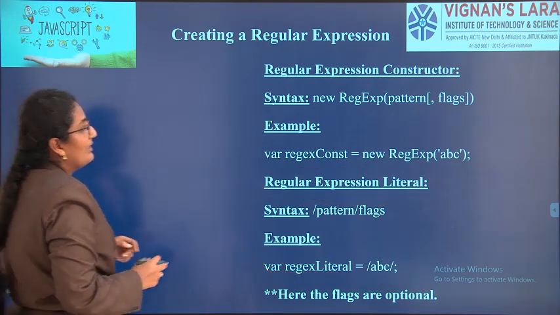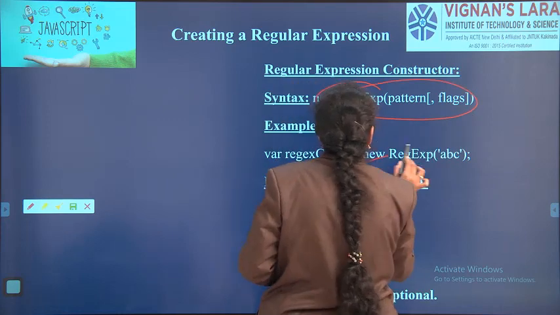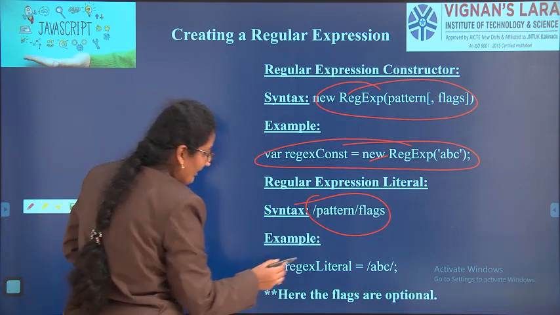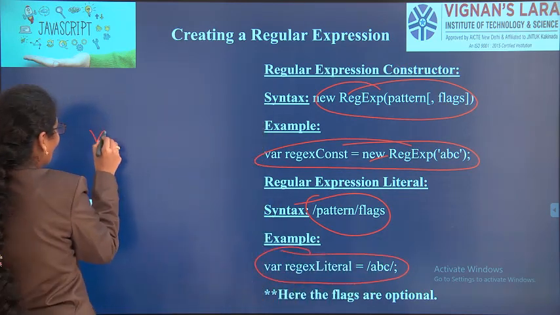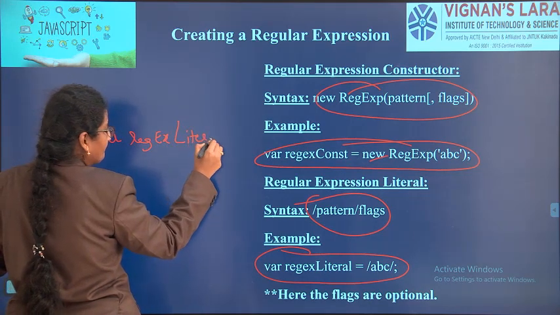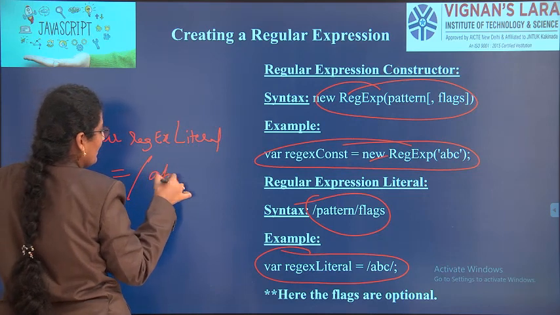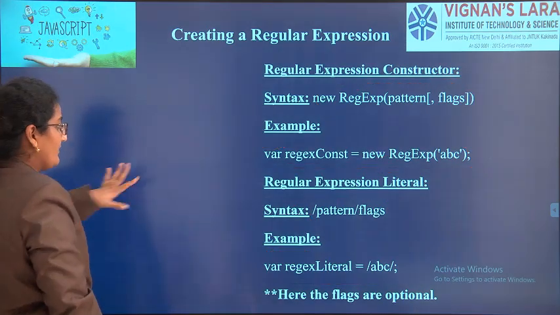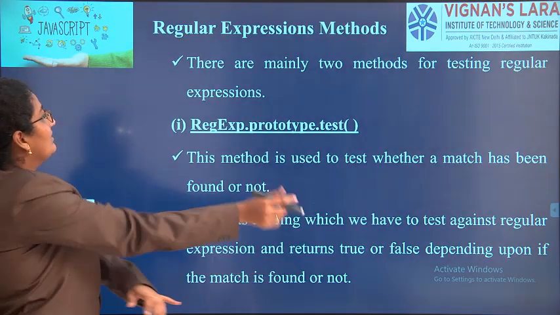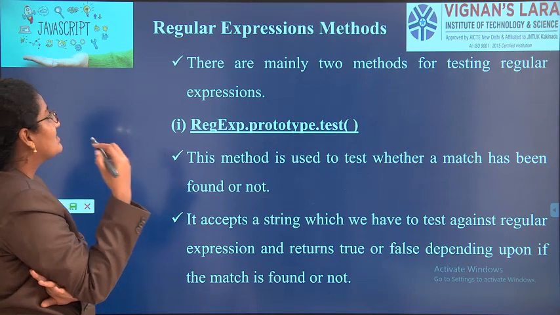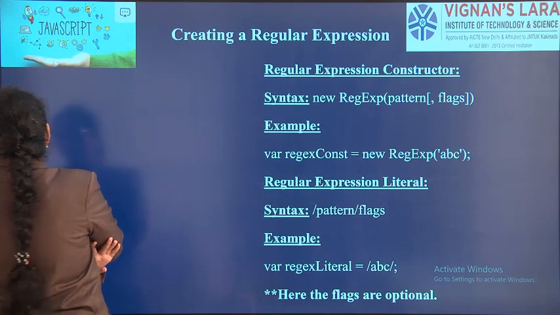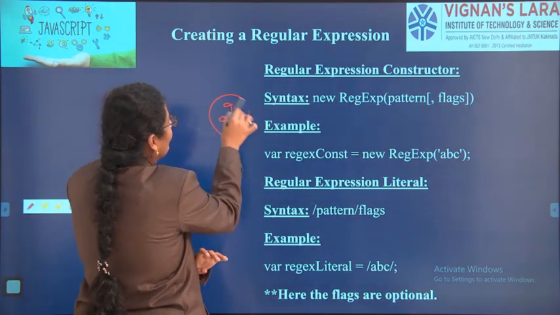So you have two ways. You can create regular expressions with the constructor syntax, or using patterns with forward slashes, like this. If you see an example, you will understand the syntax. There are two methods for testing regular expressions. What we have done here is that for creating regular expressions we have two methods.